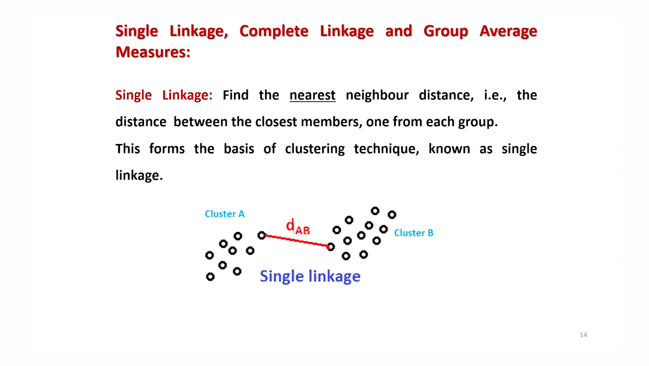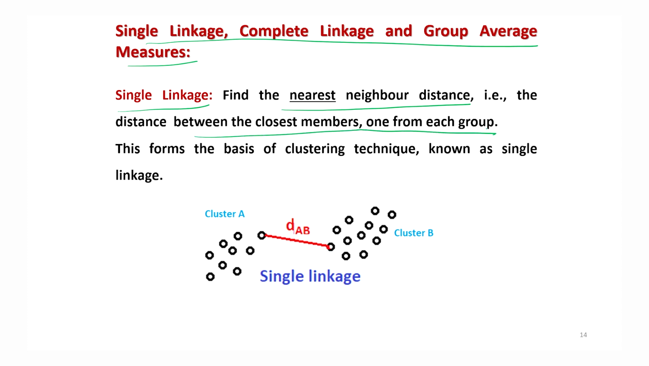And then we have different ways by which we try to do the grouping. For example, we have the single linkage, complete linkage, and group linkage measures. For example, in the case of single linkage measures, we try to find the nearest neighbor distance, that is, the distance between the closest members, one from each of the groups.